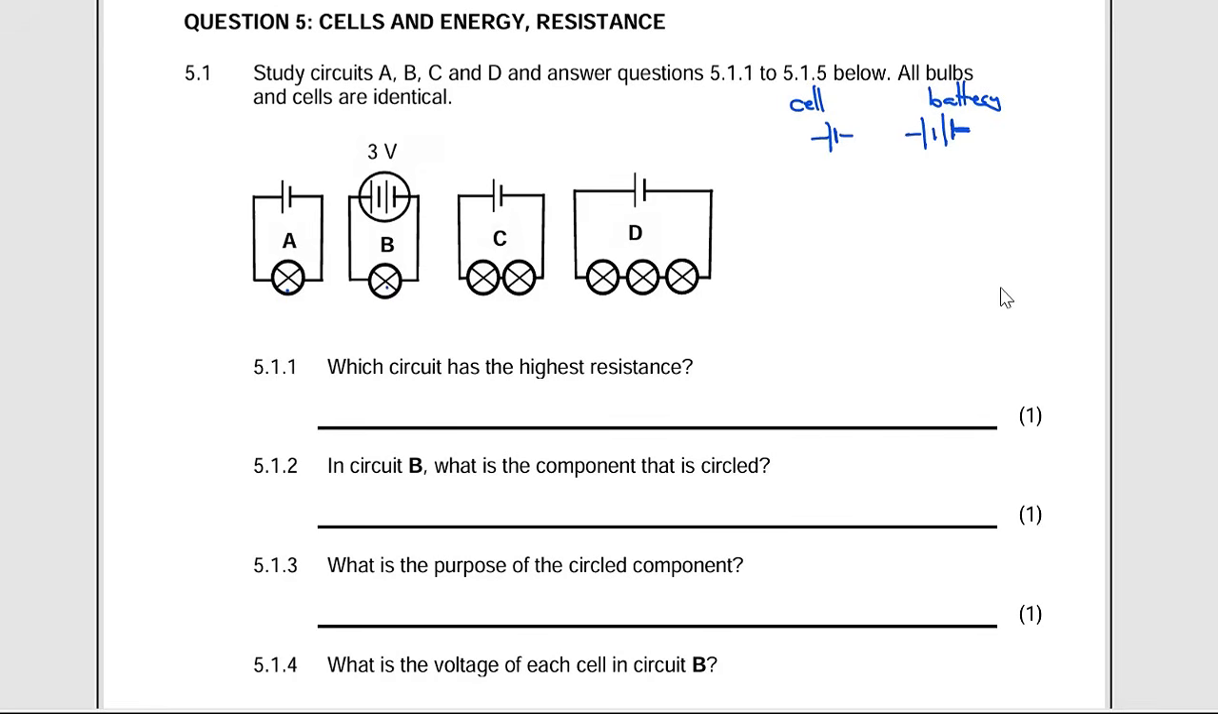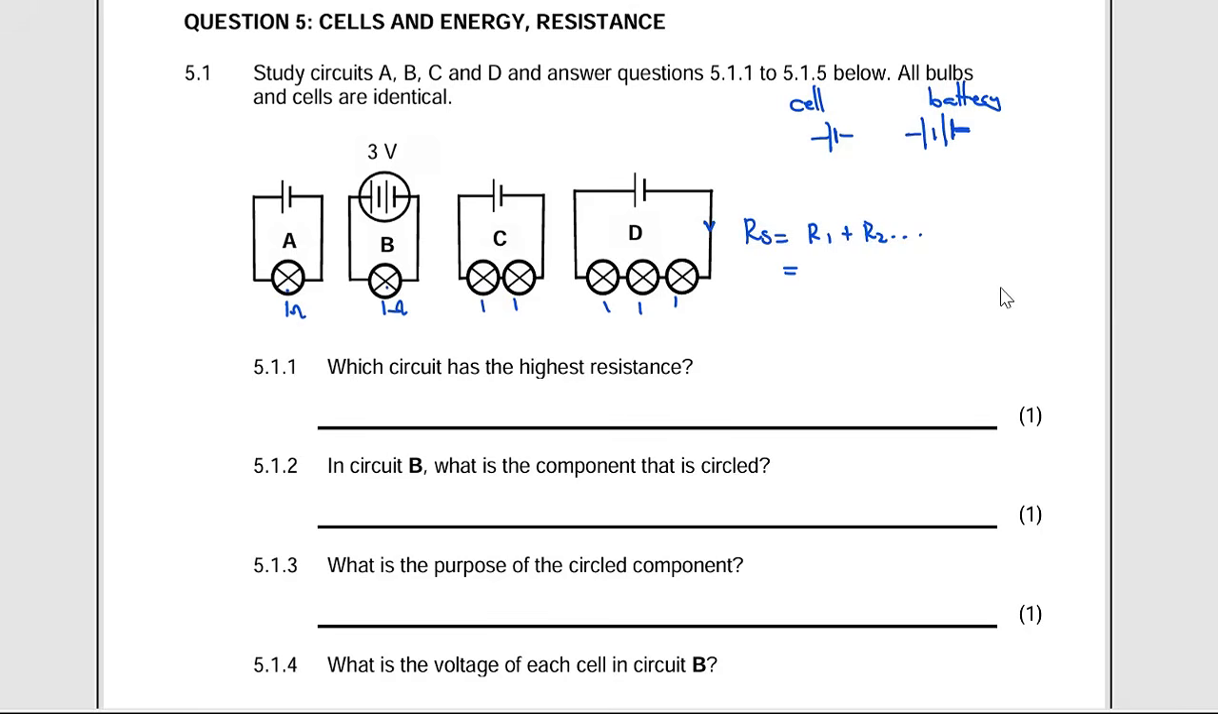It says which circuit has the highest resistance, right? So remember they say the bulbs are identical. So if we assume each and every one has 1 ohm, 1 ohm, 1 ohm, 1 ohm, 1 ohm, then the other thing we need to consider is that all these circuits are in series, right? So for resistors in series, we calculate the total resistance as R1 plus R2, depending on how many they are. Therefore, we're supposed to add all these resistors, right?